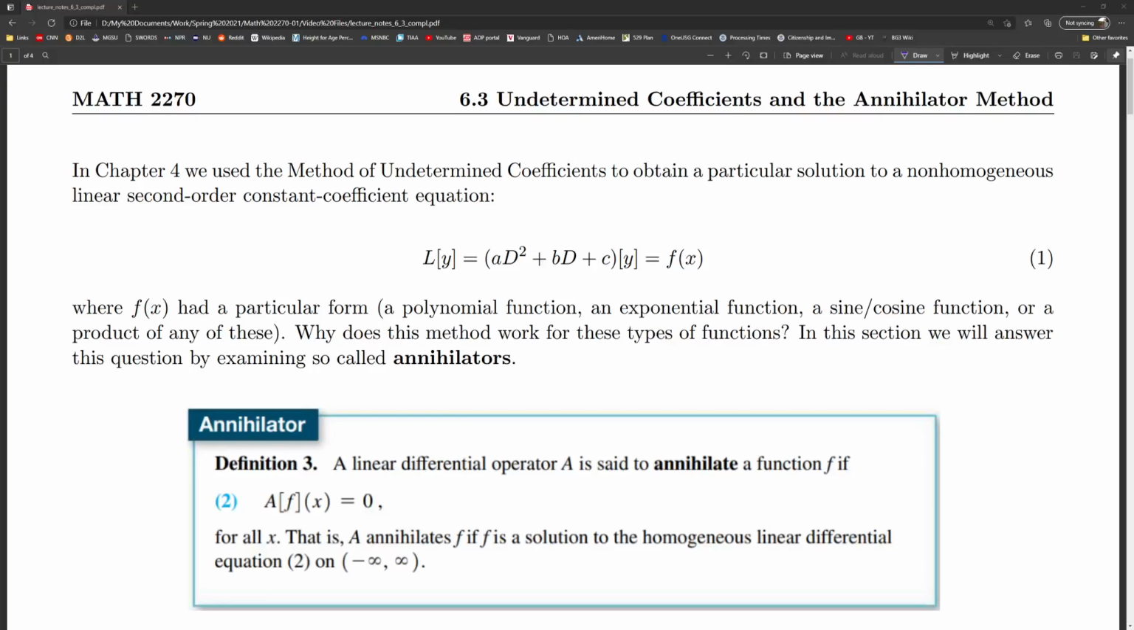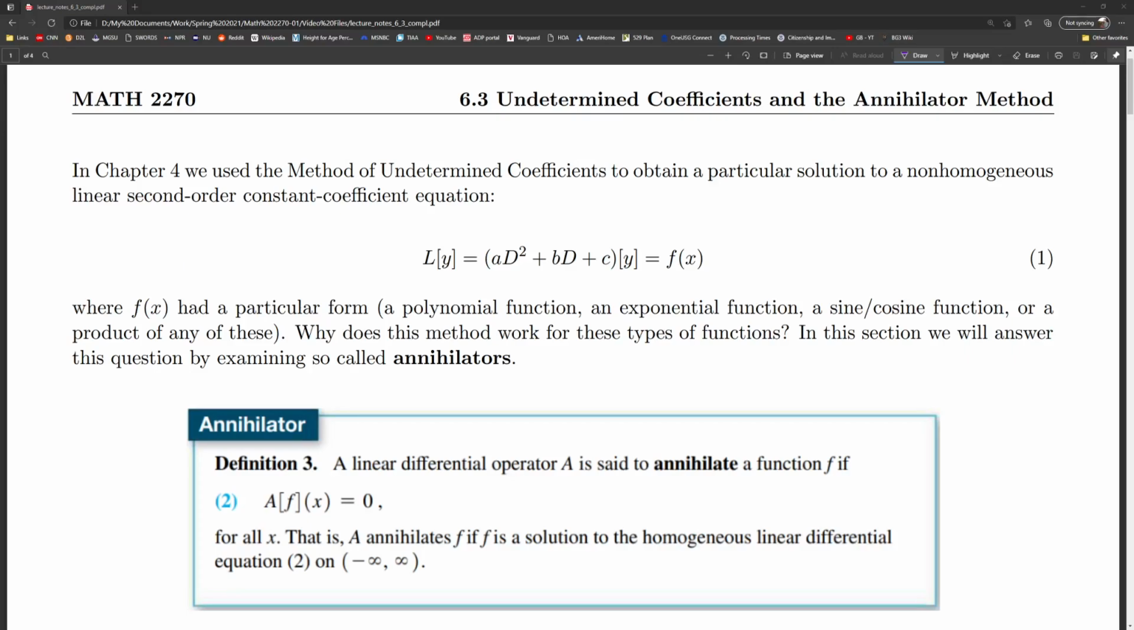In Chapter 4, we use the method of undetermined coefficients to obtain a particular solution to a non-homogeneous linear second-order constant coefficient equation given by L of y equals aD squared plus bD plus c of y is equal to f of x, where f of x had a particular form: a polynomial function, an exponential function, a sine or cosine function, or a product of any of these.